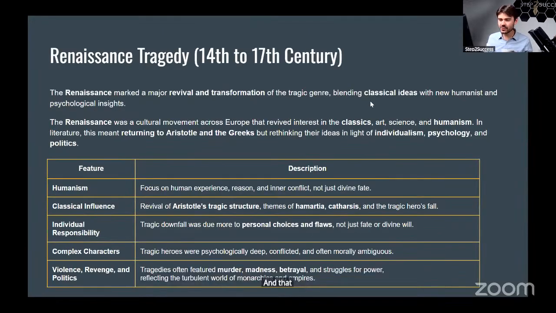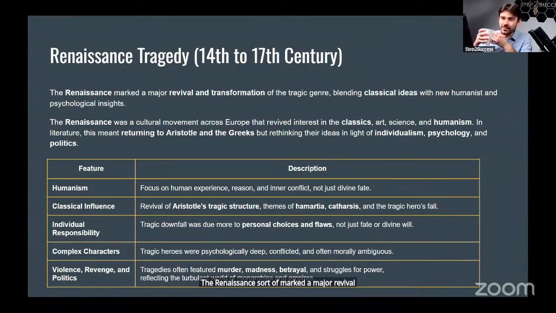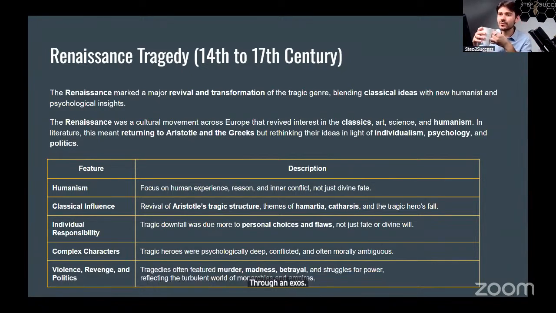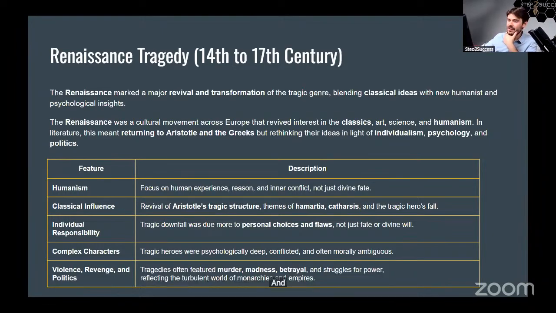And that brings us on to our idea of Renaissance tragedy. So this is our Shakespearean tragedies, the 14th to 17th century. The Renaissance marked a major revival and transformation of the tragic genre, blending the classical ideas of the Greek tragedy with the more humanist and psychological ideas of the time. The Renaissance, all that means is it's a cultural movement across Europe, and it revived interest in classics, art, science, humanity. And in literature, this meant returning to the Greek ideas of purging the soul.